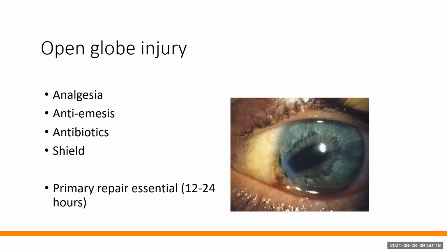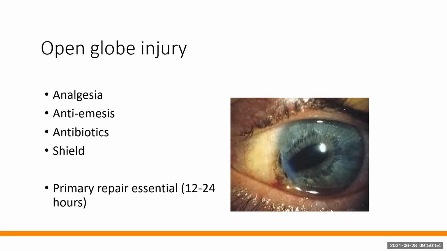What do we do initially for open globe injuries? Well, we give patients analgesic, as I said, and we give them antiemetics. Why do we do that? Well, patients who are in pain tend to squeeze their eyes, and eye injuries which are really painful can often make patients feel quite sick. And then when they vomit or retch, it increases the pressure in the chest and starts to squeeze ocular content out from inside the eye. So basic simple medications like analgesia and antiemetics are really important.